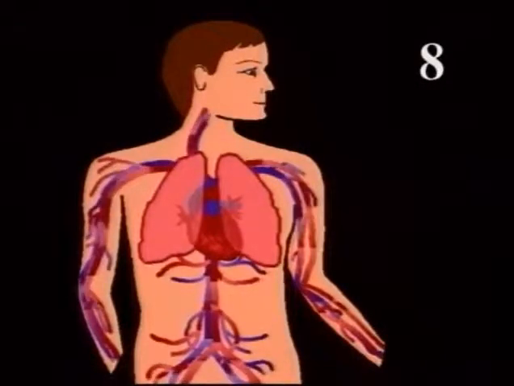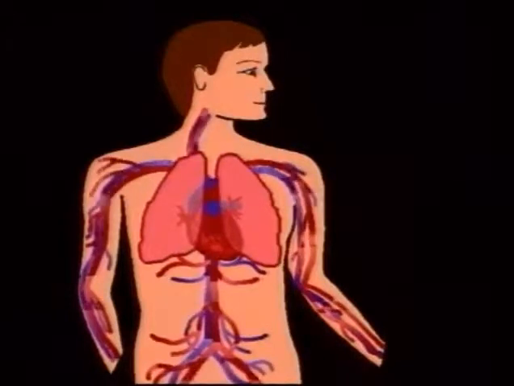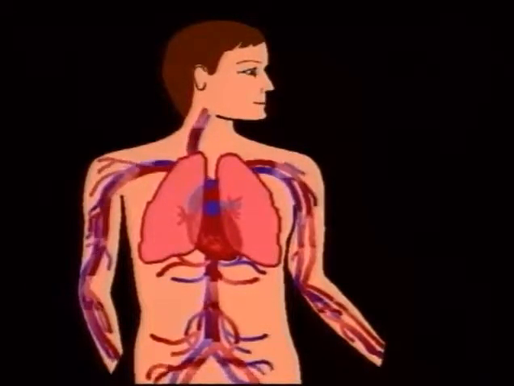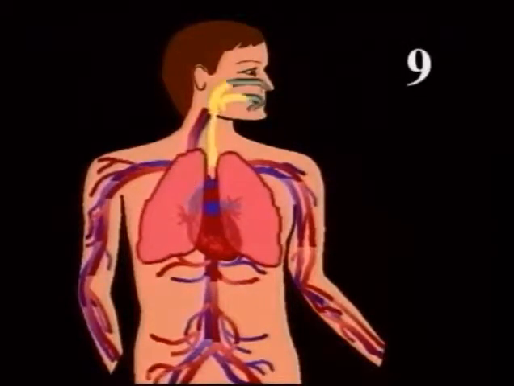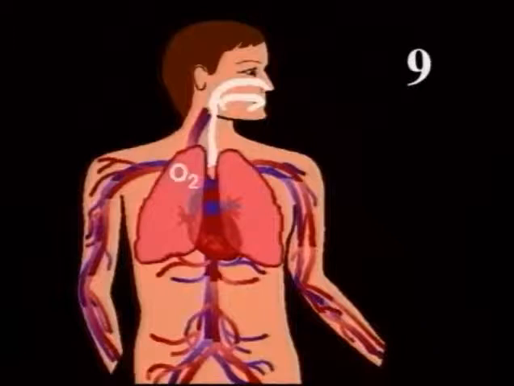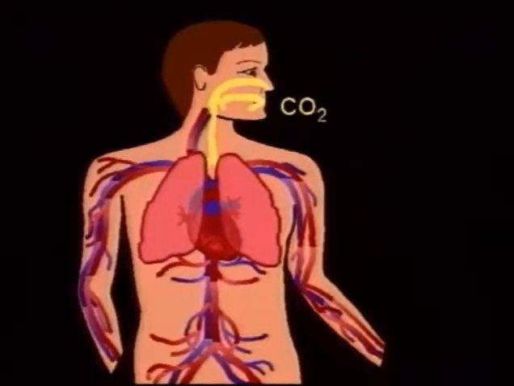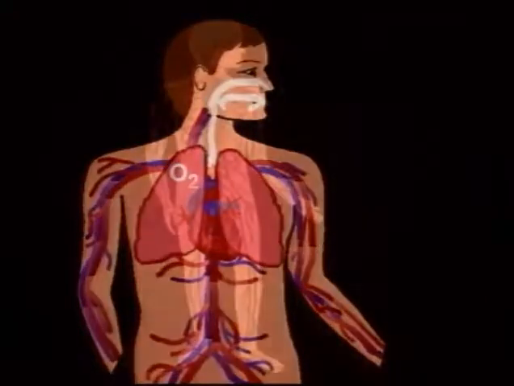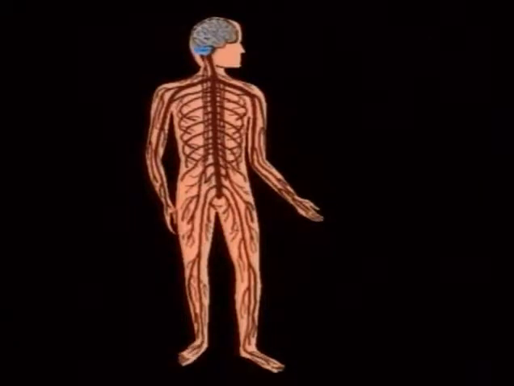The organ system used to pump blood is called the circulatory system. The organ system for breathing is called the respiratory system. The brain is the main organ of the nervous system.